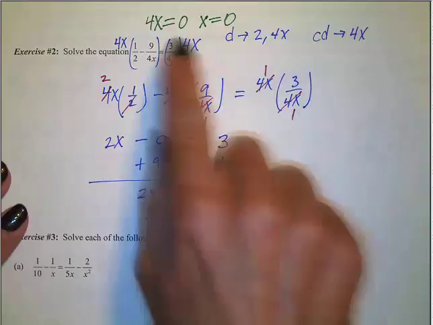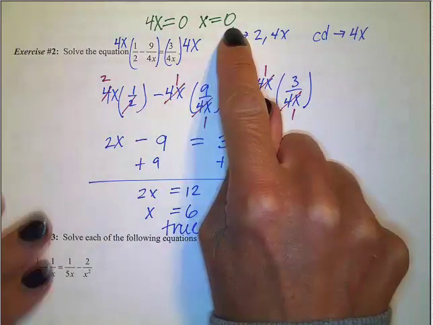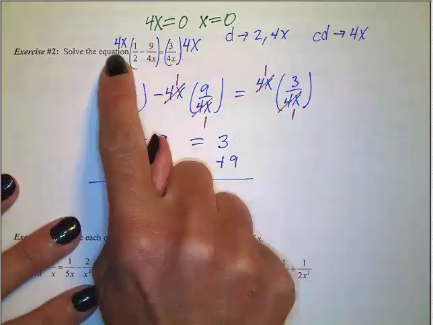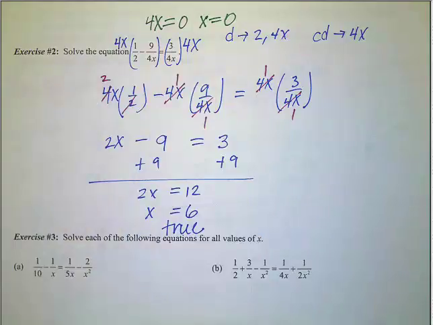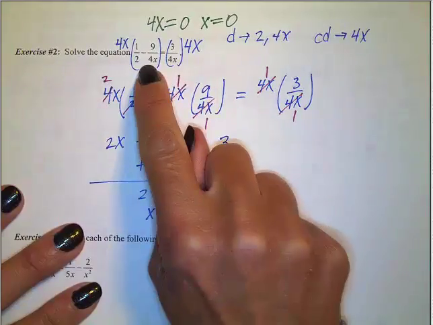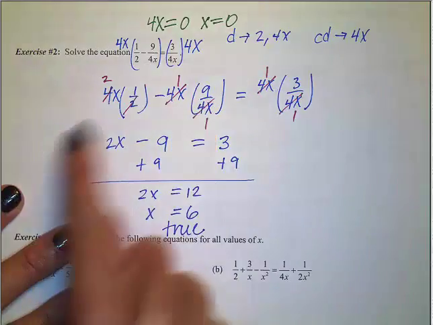And here's your answer to exercise 2. So first I found out what made it undefined, 0. So I cannot have a solution of 0. Then I found the common denominator to be 4x, so I multiplied both sides of the equation by 4x. On the left side I have 2 terms, so I distributed that 4x to both terms. And then I went through and did my division.